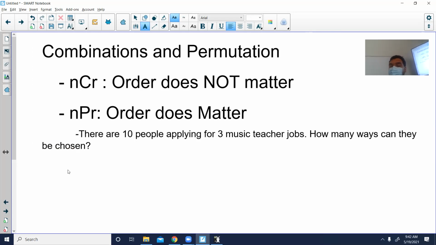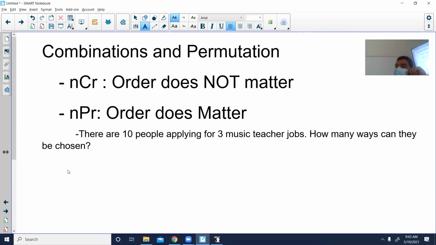So I'll leave it up here so you guys can read it. I'm just gonna read it out loud. There's 10 people applying for 3 music teacher jobs. How many ways can they be chosen? Now, the music teacher job, right? Is it the same if you get hired first or hired last? You still have the same job, right? As the guy who got hired first. So does order matter or does not matter in this case?